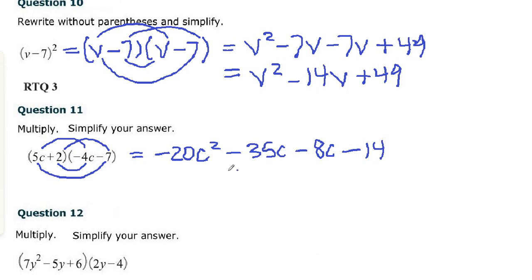We have some like terms here in the middle. So -20c squared, -35 and -8, so that is what, 43? So -43c, and then -14. So that one's simplified as much as possible, combined our like terms.